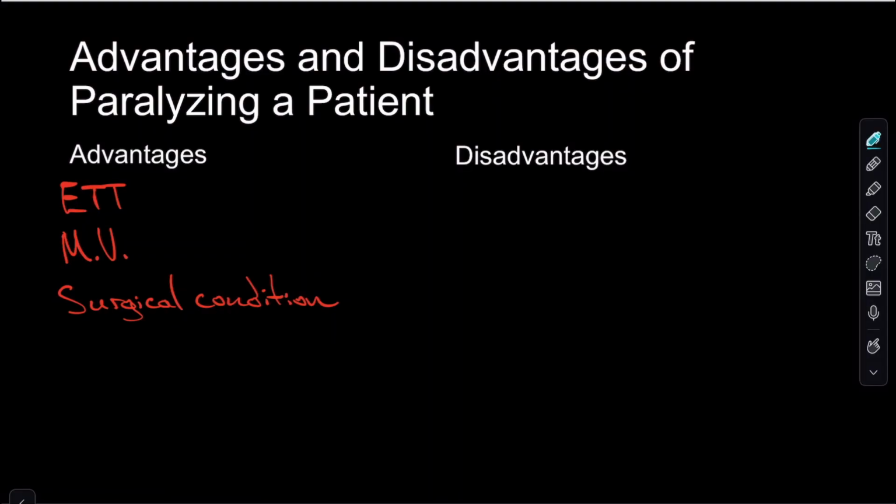One of the major disadvantages of paralyzing a patient is prolonged paralysis. So if a patient's respiratory muscles are paralyzed, then you have to keep them intubated and continue to treat them and manage them, which can extend the time of surgery.